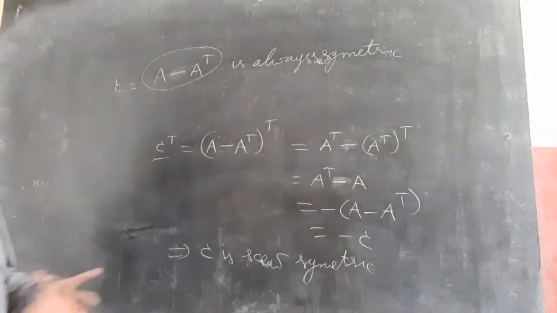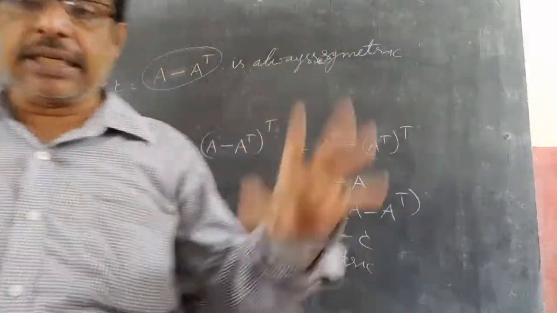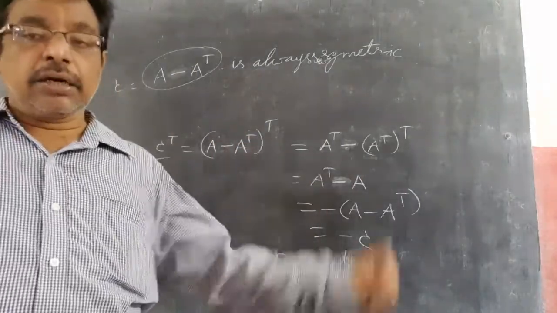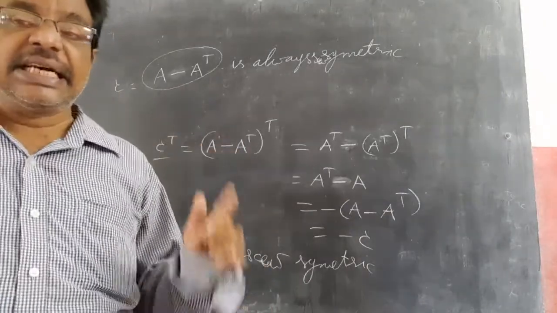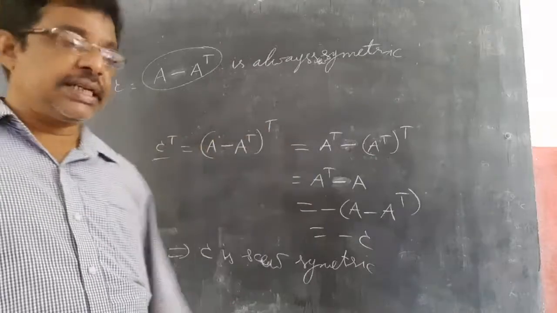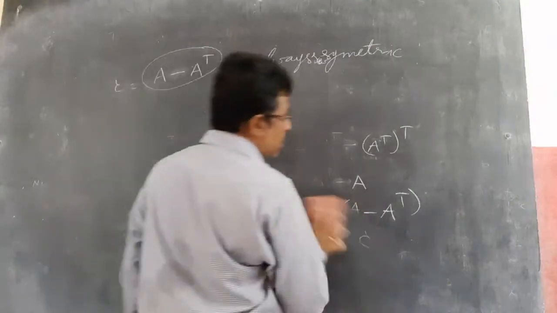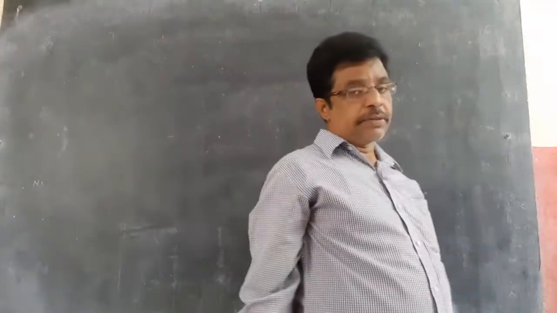So A plus A transpose is always symmetric, and A minus A transpose is always skew symmetric, I told. Means from these two we can conclude that every square matrix can be expressed as sum of a symmetric plus skew symmetric matrix. We will do that now.